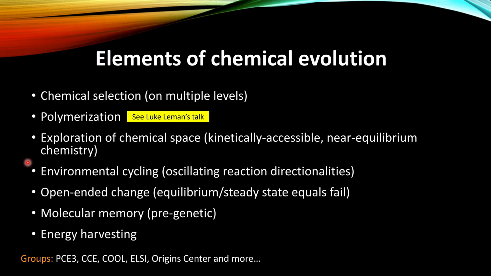Another element would be environmental cycling, so oscillating reaction functionalities and directionalities. Open-ended change: if we have equilibrium or steady state, it really equals fail. We need a process in which there is this possibility for an indefinite increase in complexity. And open-ended evolutionary change needs a dynamical behavior that will allow complexity to grow in an unbounded way. And here we'll have molecular memory, pre-genetic, before Darwinism. Memory itself had to undergo some form of evolution and probably started with more primordial and simple forms.